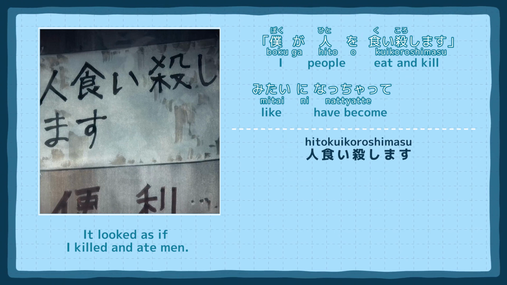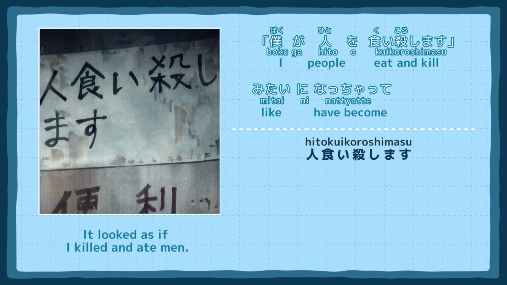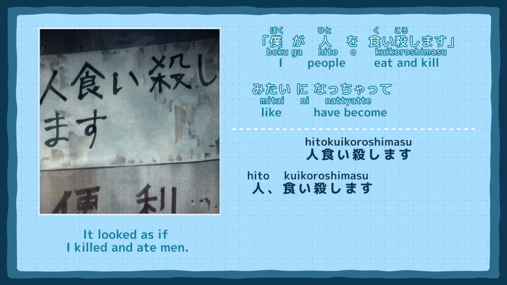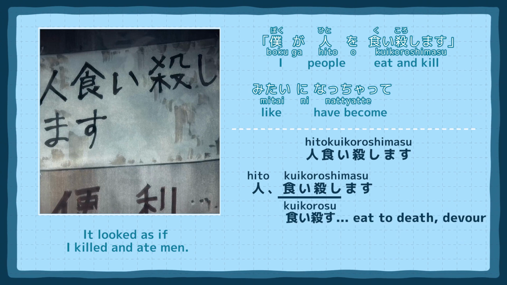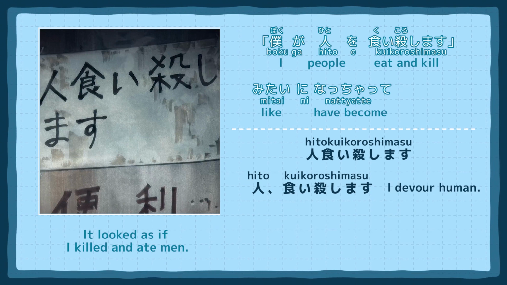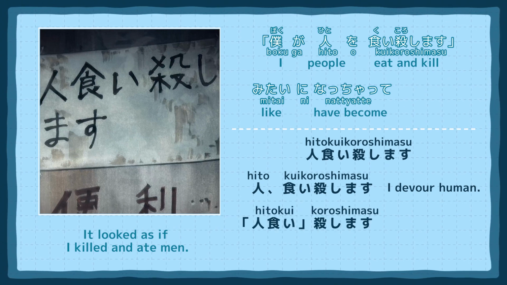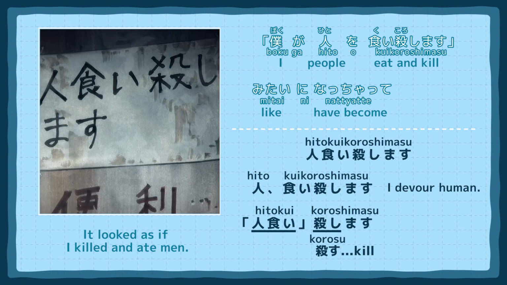人食い殺します. If you separate a sentence like this, 人食い殺します, 食い殺す is one word, meaning eat to death, devour. So this sentence means I devour a human. But if you separate like this, 人食い殺します, here 人食い is one word, and 殺す is kill. So I kill a man-eater.